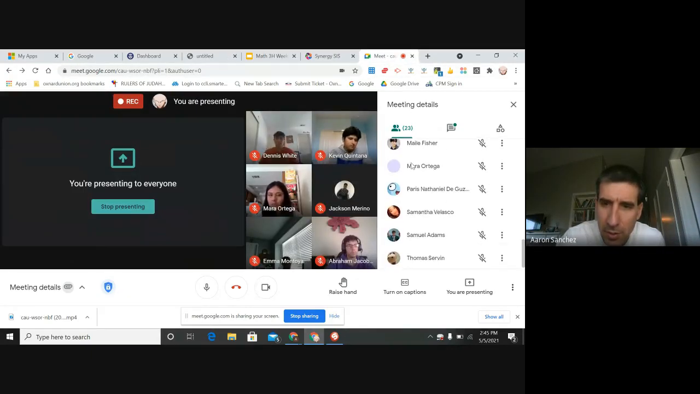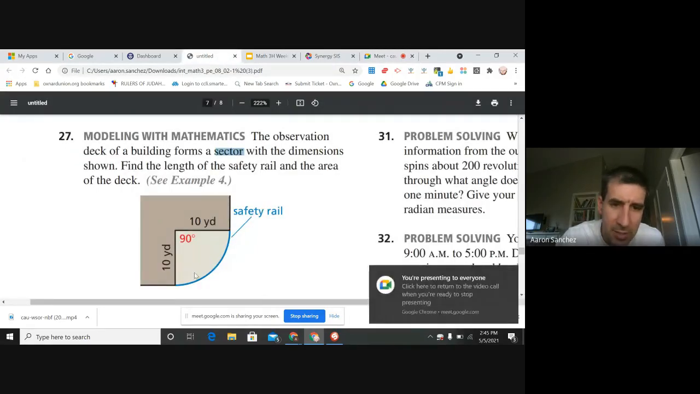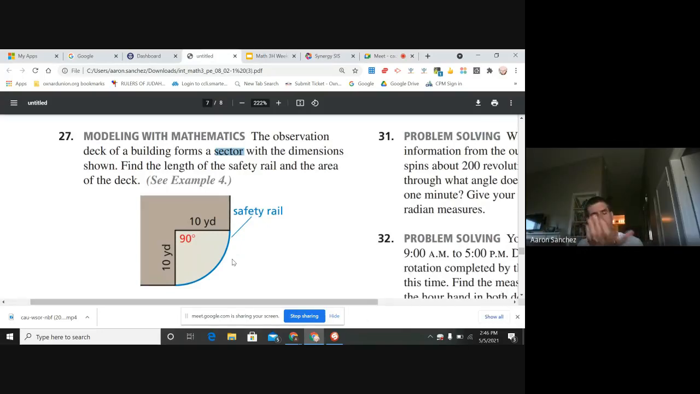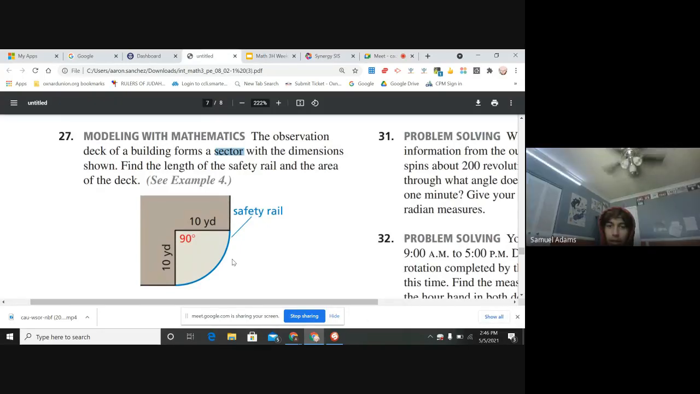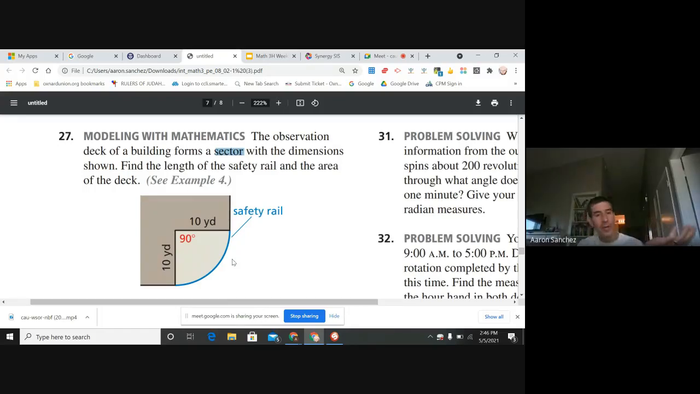Let's go with Sam. What do you got there? What fraction of the pie is this, Sam? 1/4. Yeah, how'd you get that? Because it's 90 degrees. Yeah, 90. There's four 90 degrees in 360. A full circle is 360. 90 plus 90 plus 90 plus 90 is 360, or 360 divided by 4 is 90, or 90 times 4 is 360, okay? So the question is, find the length of the safety rail and the area of the deck.